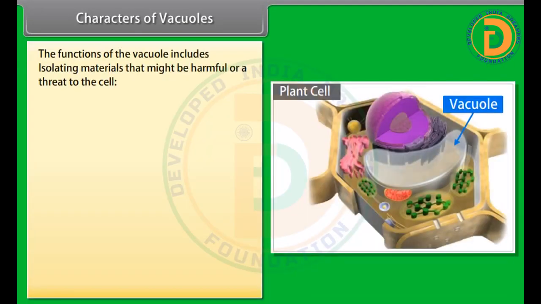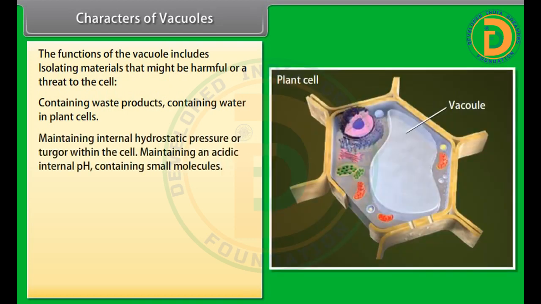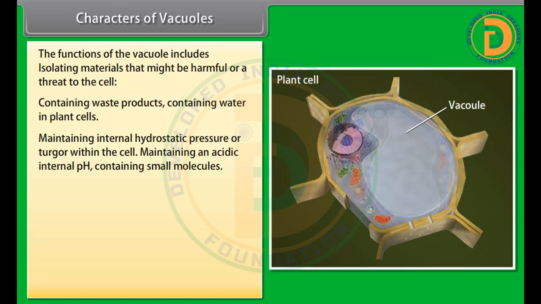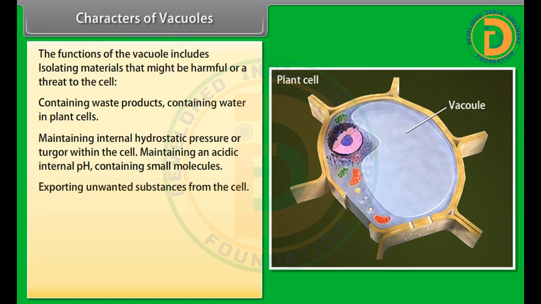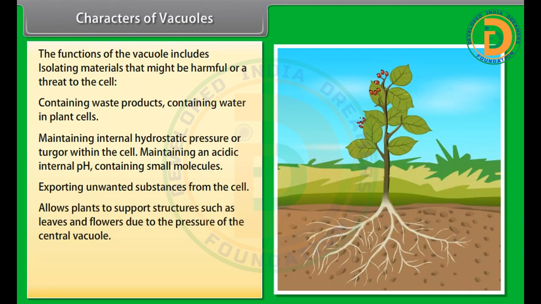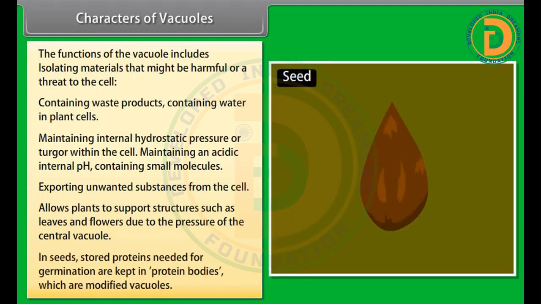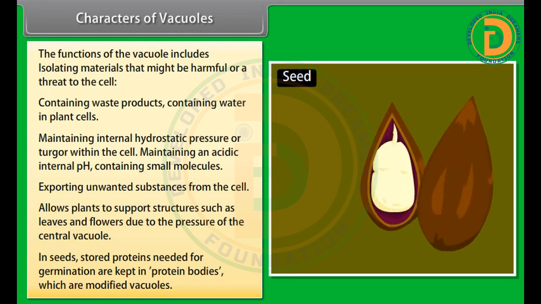The functions of the vacuole include isolating materials that might be harmful or a threat to the cell, containing waste products, containing water in plant cells, maintaining internal hydrostatic pressure or turgor within the cell, maintaining an acidic internal pH, containing small molecules, exporting unwanted substances from the cell, and allowing plants to support structures such as leaves and flowers due to the pressure of the central vacuole. In seeds, stored proteins needed for germination are kept in protein bodies, which are modified vacuoles.